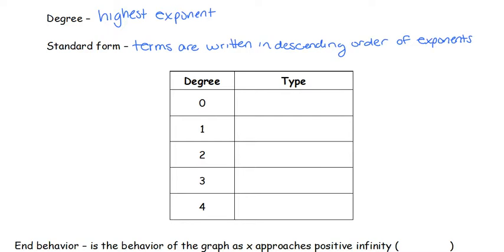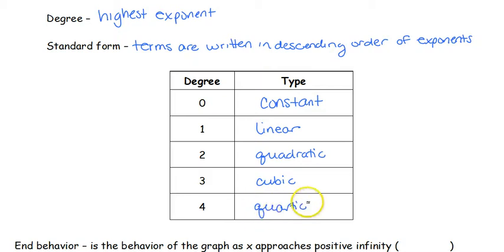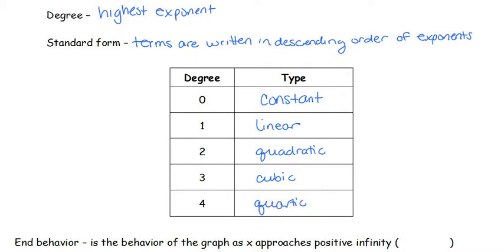And we have different names for each of these polynomials. If the polynomial has a degree of 0, which means there's no variables, that is considered a constant. If it is a first degree, like y equals 3x plus 5, that is considered a linear equation. If your degree, the highest exponent, is 2, that is a quadratic. If the highest exponent you see is a 3, that means you've got a cubic function. And 4 is a quartic. So just a couple names you should know.